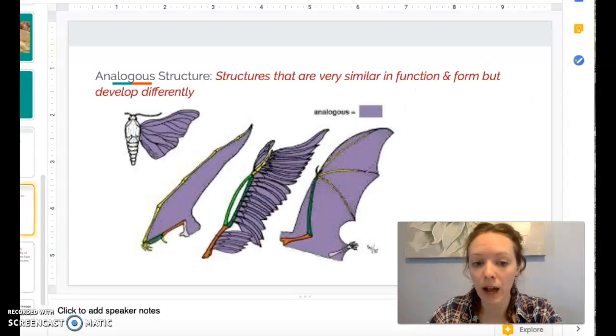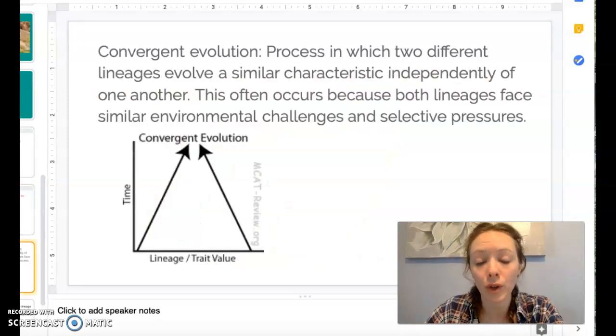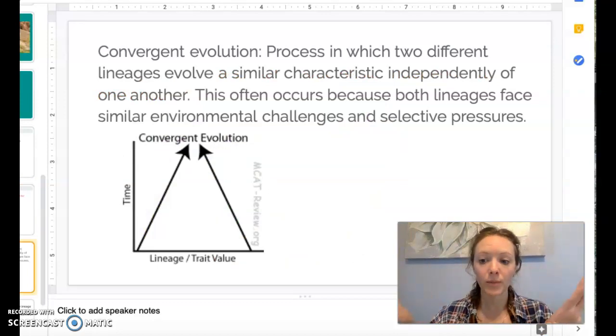That's very similar to how we are looking at the wings here. They have different bone structures, but we can use all of them to fly. So analogous structures are occurring through convergent evolution. Different backgrounds, similar current situations.